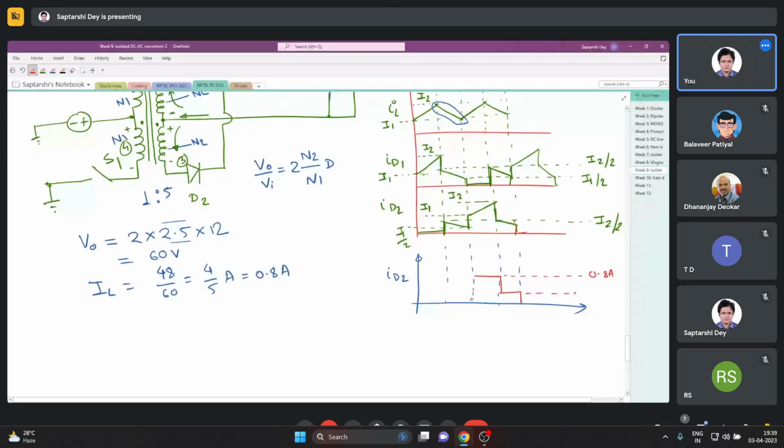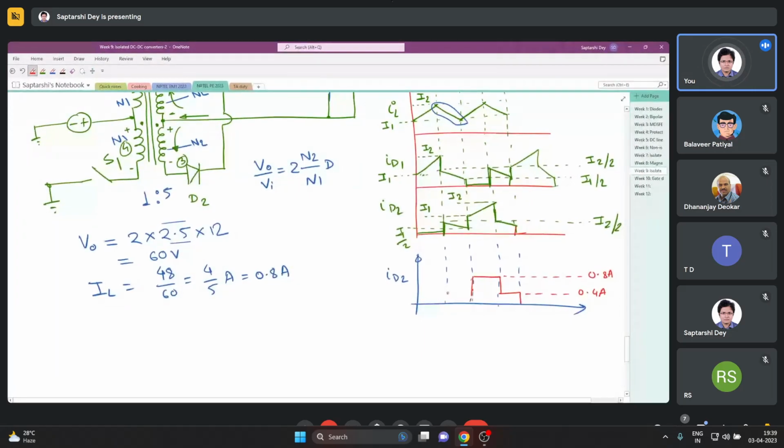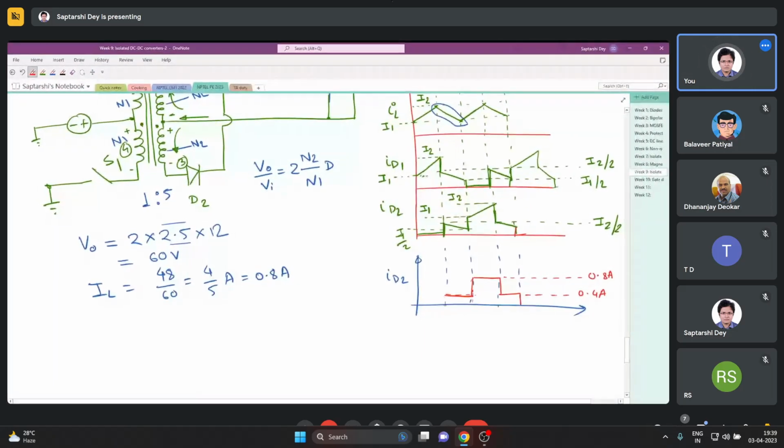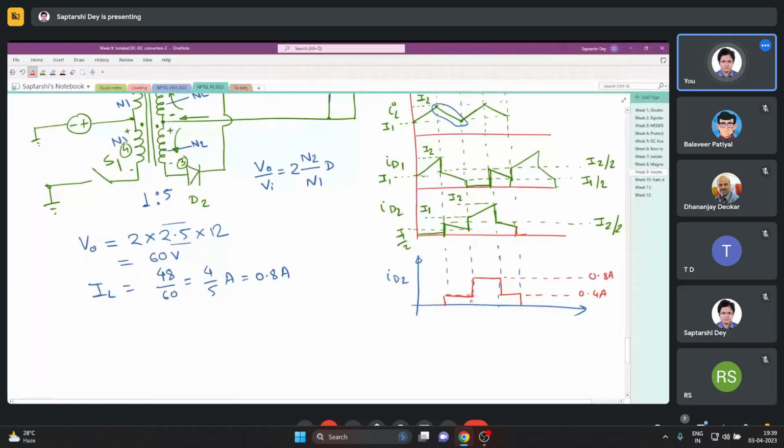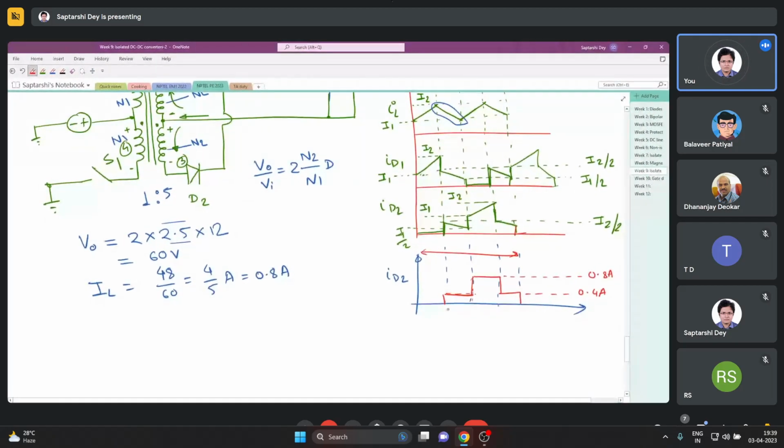And 0.4 ampere for this duration when both the switches are turned off. So the diode current looks like this, right? This is one complete time period. So what is the duty ratio?